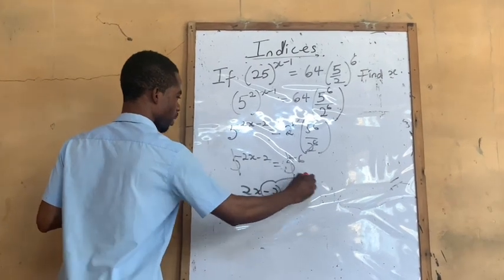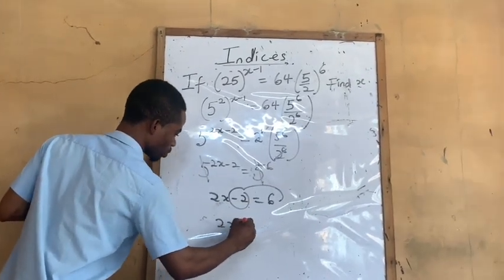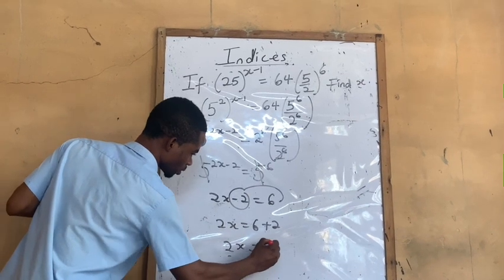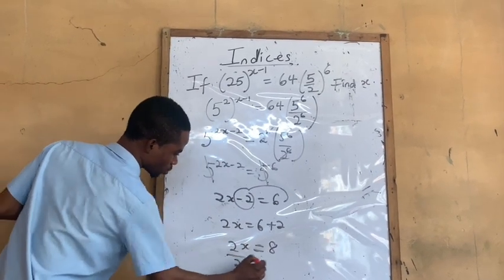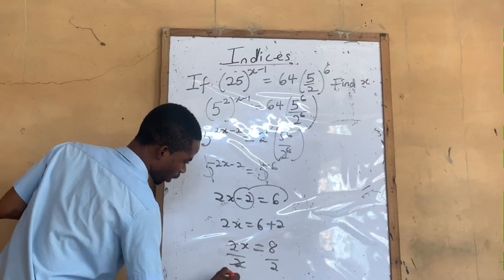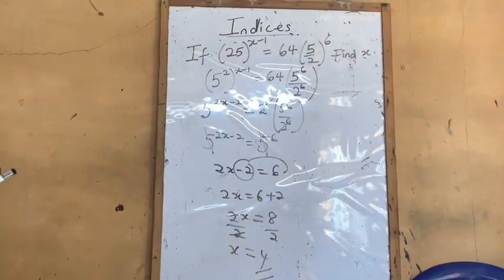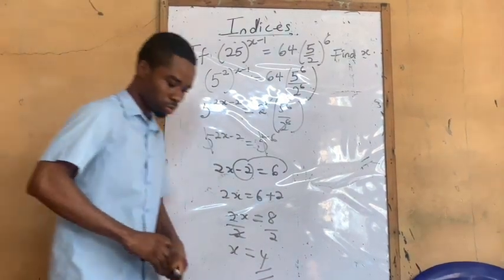So bring this one to the back here. That is 2x equals to 6 plus 2. 2x equals to 8. All over 2, all over 2. Our x equals to 4. X equals to 4. And the next question.